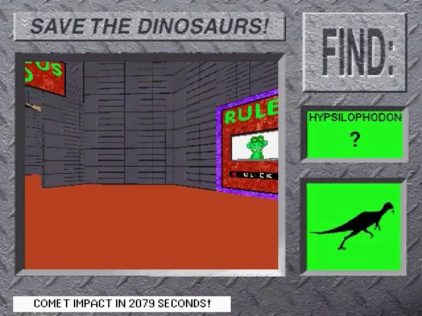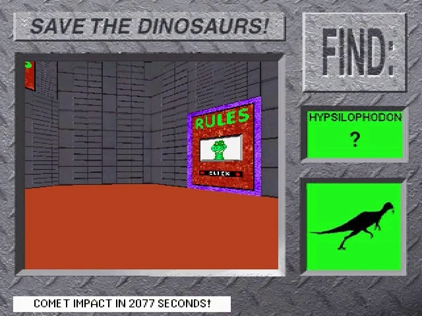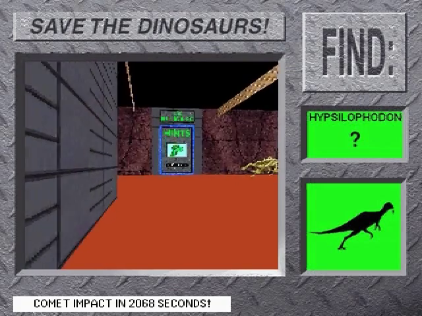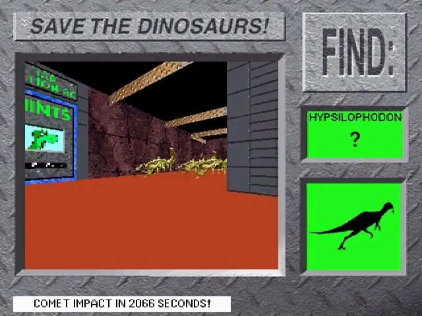Okay, Mission 12, go save Hypsilophodon. Hypsilophodon lived around 160 million BC. It was 8 feet long and an herbivore. This two-legged dinosaur was very speedy, so you'll have to be very fast to catch it.